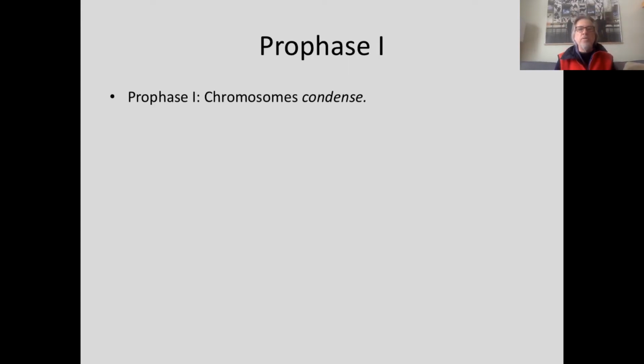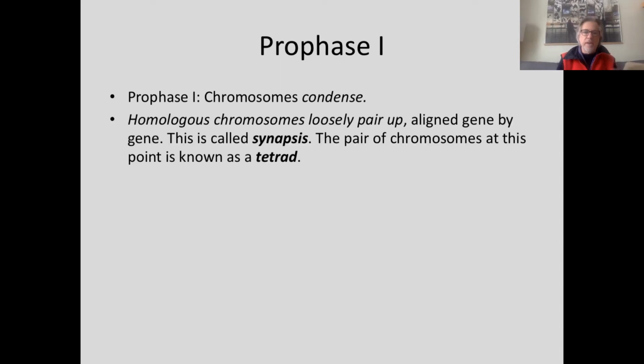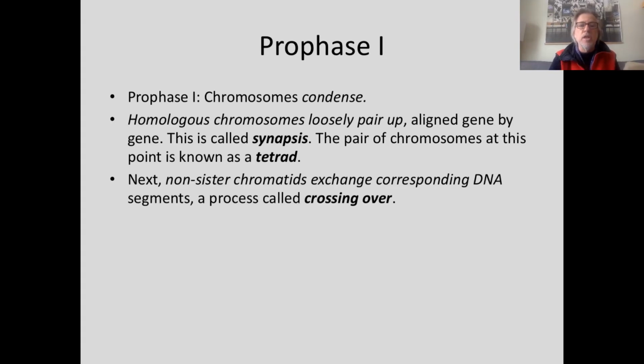In prophase 1, the chromosomes condense, just like in mitosis. But here's where things get interesting. The homologous chromosomes loosely pair up and they align to each other gene by gene. And this process is called synapsis. And the pair of chromosomes at this point is known as a tetrad. And I'll show you a picture of that in a second. This is very different than mitosis.